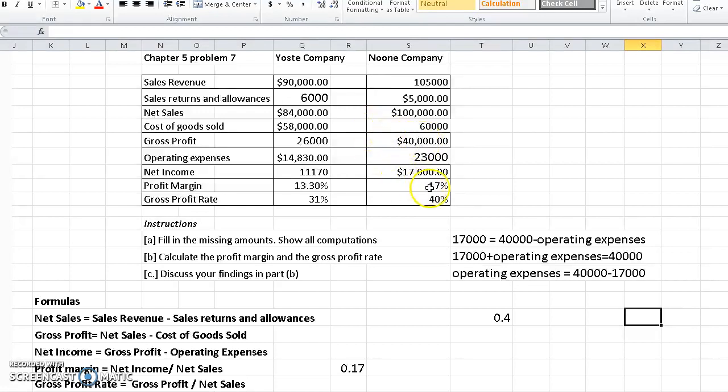As you look at this, the profit margin for the Noon company is 17%, while the profit margin industry average is 5.1%, so they're both doing pretty good. But you look over here at the gross profit rate, the Noon company is definitely still doing better. Industry average is 34%, and the Noon company's above it, and the Yoast company's below it. So I'd go with the Noon company if I was going to invest in it. That's just my thoughts on it.